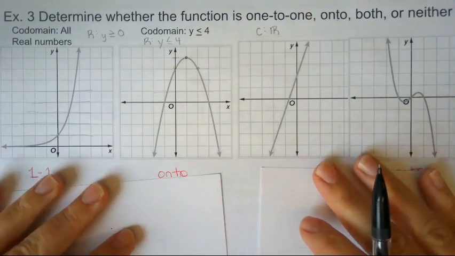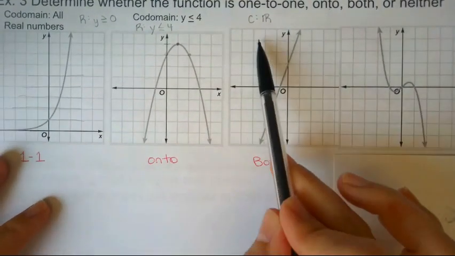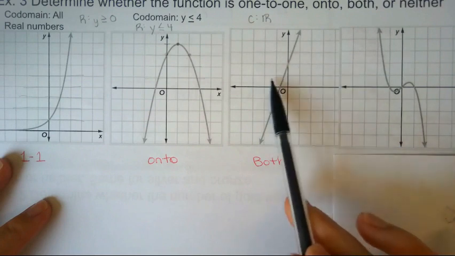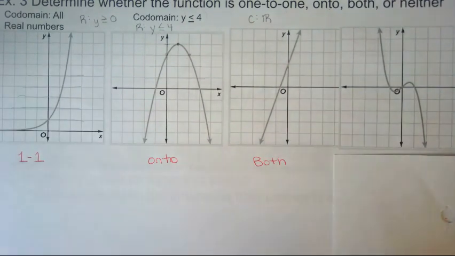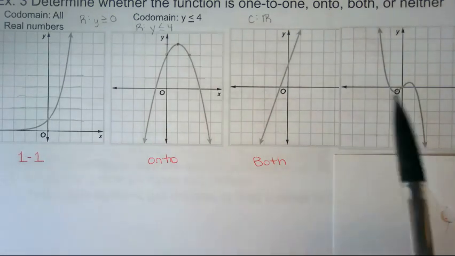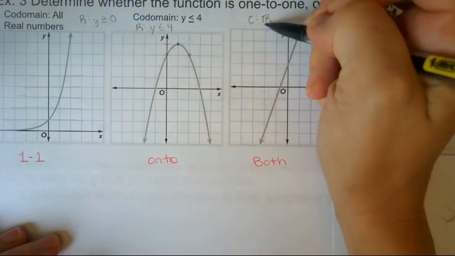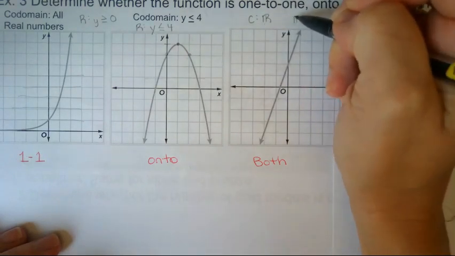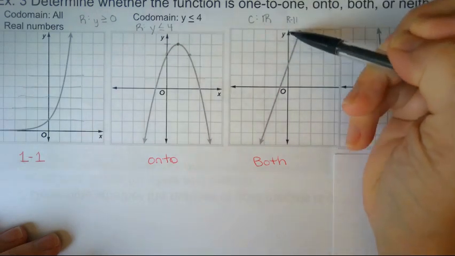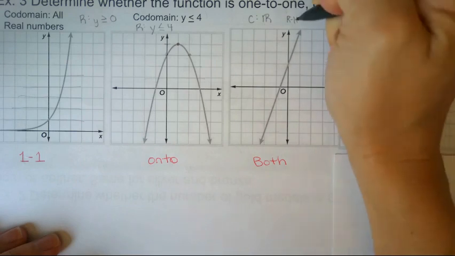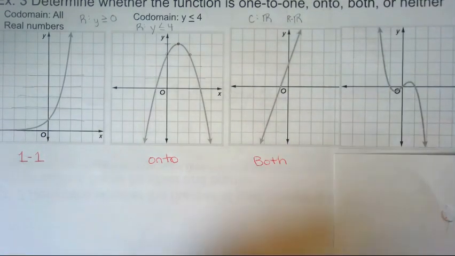On the third one, you should have figured out that it was both. As I look through my horizontal test, my horizontal lines will only cross through one time on each part of that curve. So therefore, it is 1 to 1. And as I look for onto, my codomain was all reals. As I look at my range, I see that I am going above 0 and below 0, so therefore it is also all reals. So it is onto and 1 to 1, so that's why it is both.